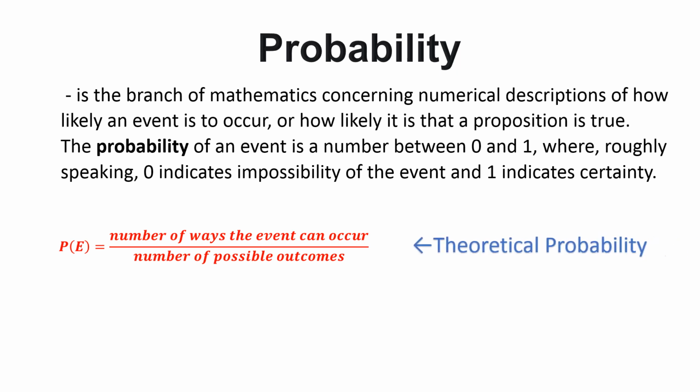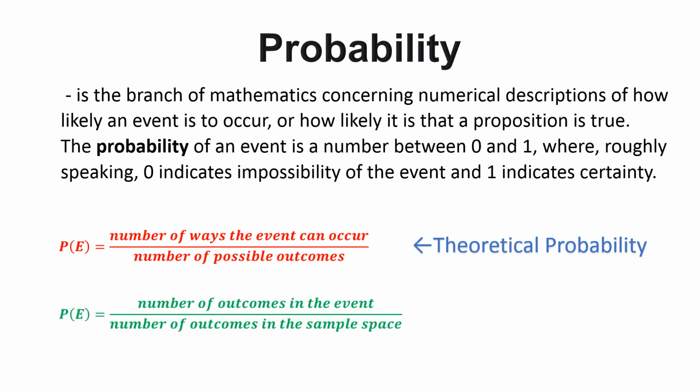But this one is used in theoretical probability. Because we will be talking about experimental probability, we are to use this notation. So the probability of an event is equal to the number of outcomes in the event divided by the number of outcomes in the sample space. This is the formula that we will be using, and this is the notation for the examples that we will have.